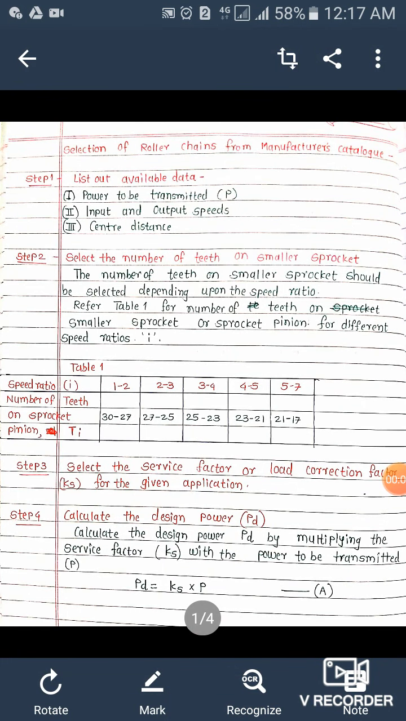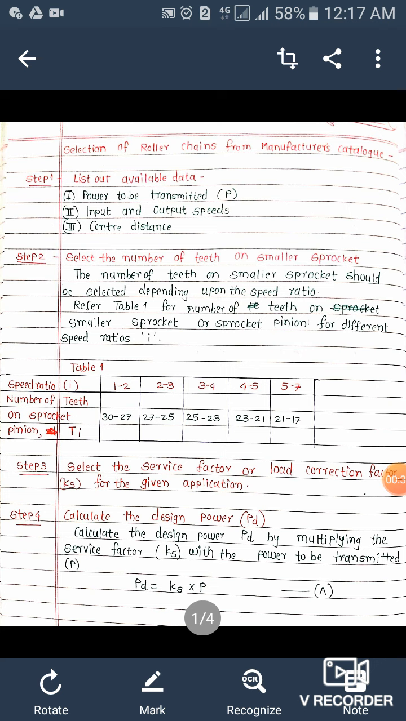Hello students, today we learn about the selection process of roller chains from the manufacturer's catalog. Many steps are there. We start with step number 1. First, list out all available data. That is, first is power to be transmitted, second is input and output speeds, third is center distance.